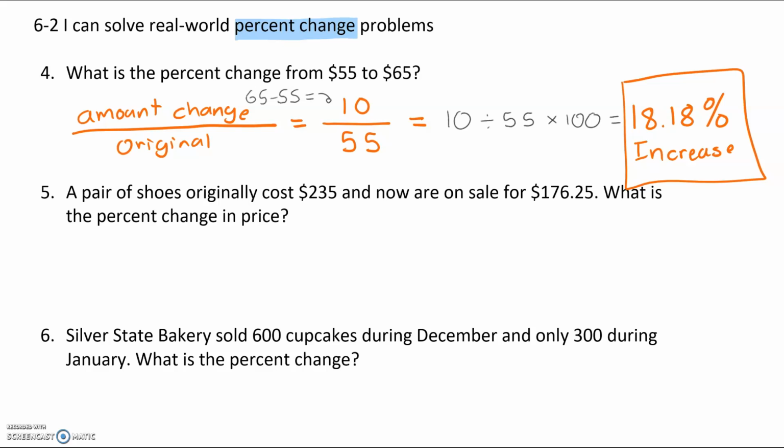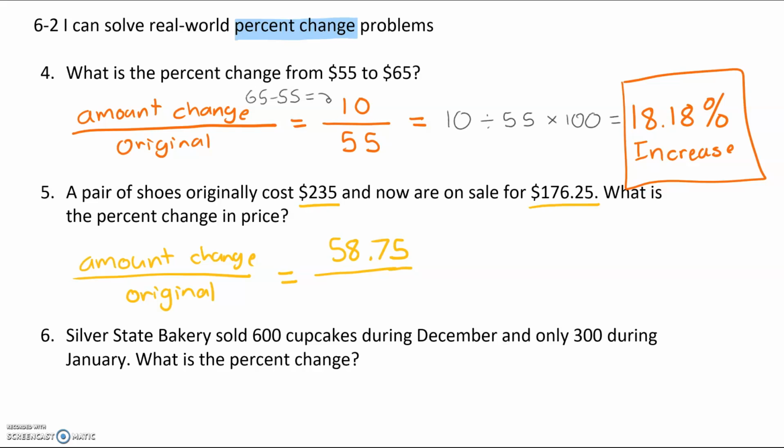Question number 5. A pair of shoes originally cost $235 and now are on sale for $176.25. What is the percent change in price? So amount of change over original amount means we need to do some subtraction again. So I'm going to subtract 176.25 minus 235, which gives me an answer of 58.75. I do get a negative number here, but I'm not going to worry about that. That's just a clue. I know this will be a decrease.